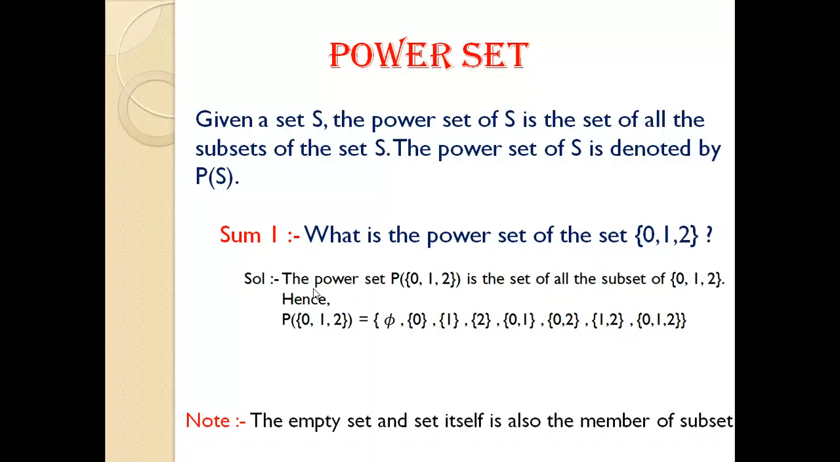For better understanding we take a sum. What is the power set of {0, 1, 2}? So first we find the subsets. First comes the null set, because null is the first subset of any set. Second is {0}, third is {1} and {2}. Now we take {0, 1}, {0, 2}. Now we take {1, 2} and last is {0, 1, 2}. Means the set itself is also a subset. So the empty set and the set itself are also members of the power set. All guys note this part.